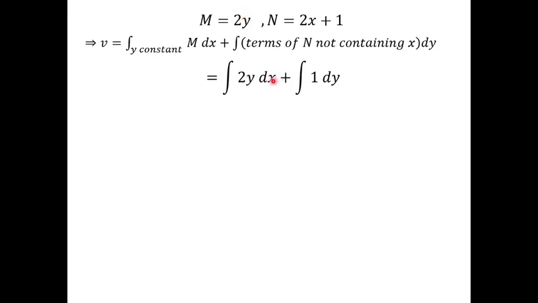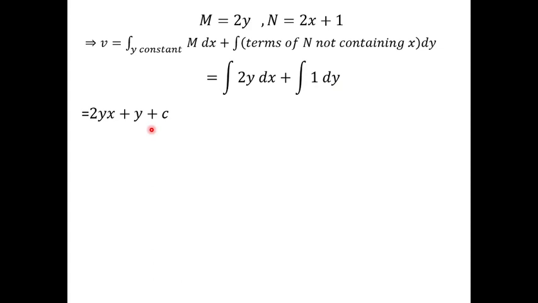Integration of 2y dx plus, here what is N? N is 2x plus 1. In this N, there is no x term, therefore this term is 0, remaining is 1 into dy. Apply the integration. Integration of 2y: here 2y is a constant, so integration of 2y with respect to x is 2xy, plus integration of dy is y plus integration constant c.